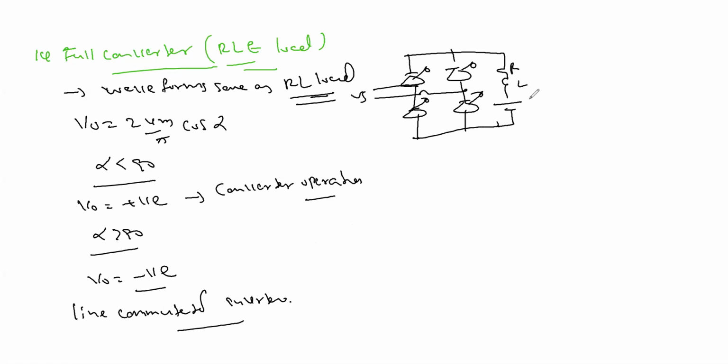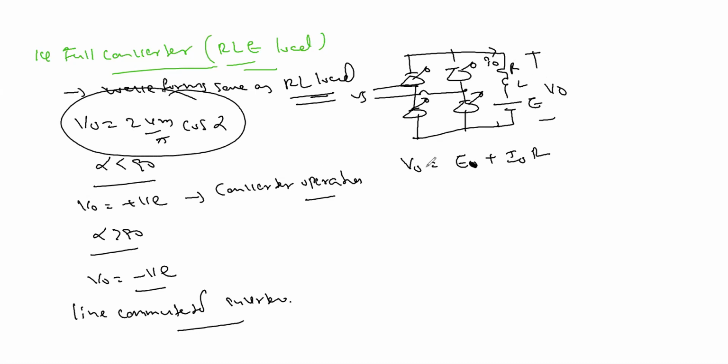Vs, this is R, L, and E. Total voltage along this one is V0. I0 is the current here. I can write this V0 as E0 plus I0 R, because the average voltage across the inductor is 0. So V0 equals E plus I0 R also. And of course, V0 is obtained as 2Vm by pi cos alpha.